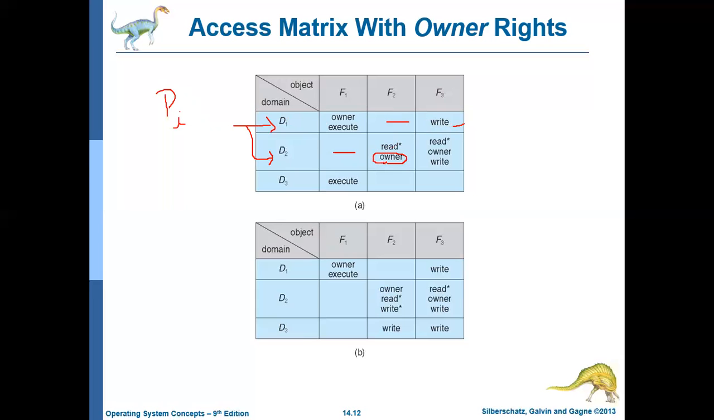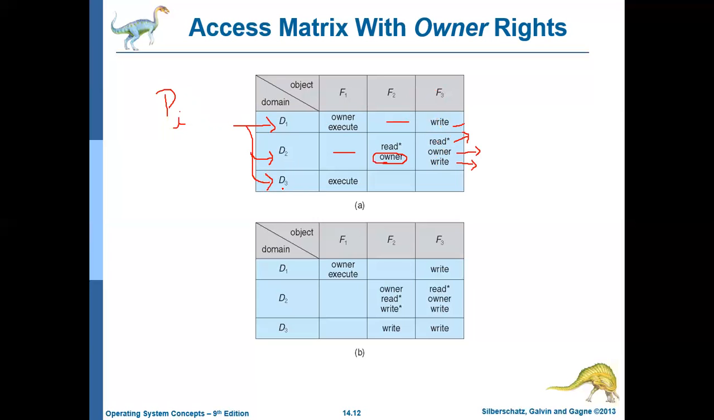That is, owner means the owner can add or remove any privileges for any of the domains with respect to that particular object. And the domain D2 also can perform read operation on F3, and it has the copy right on read operation, and also it's the owner of F3, and also it can perform write operation on F3. So again, owner means the owner can add or remove any privileges to any of the domains for that particular object.